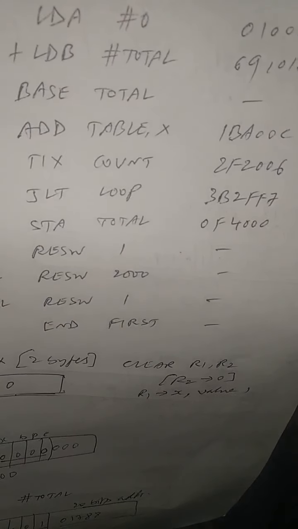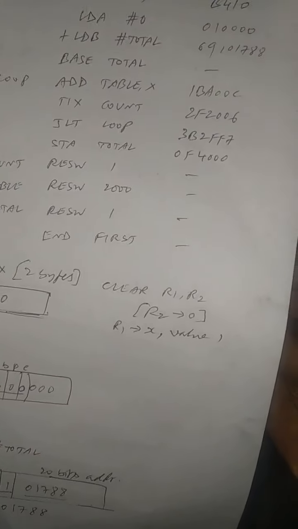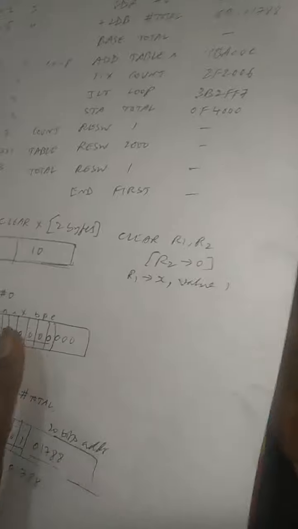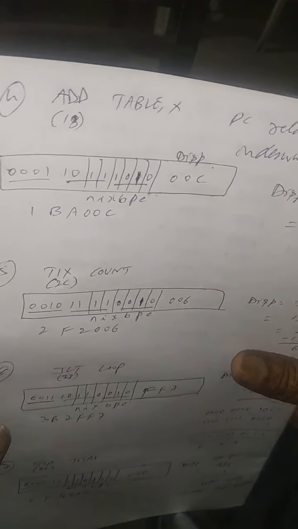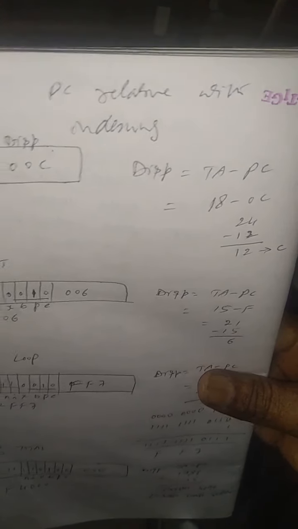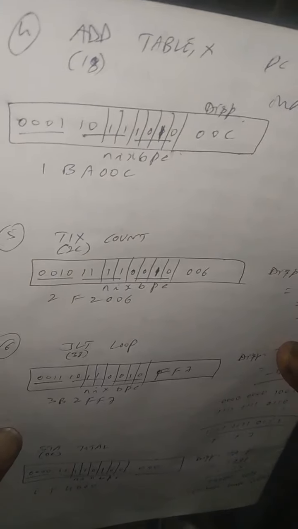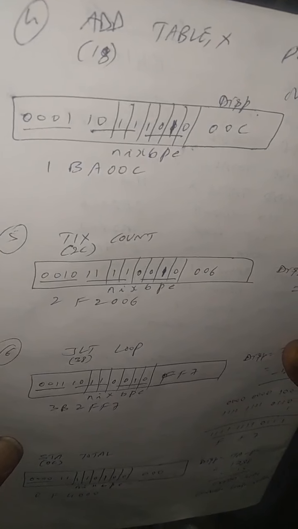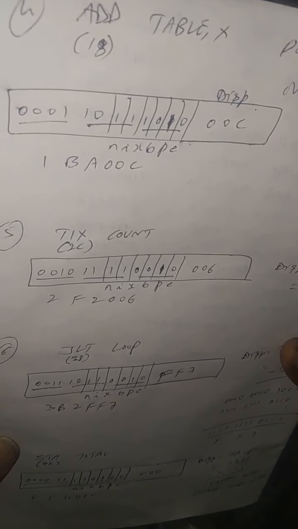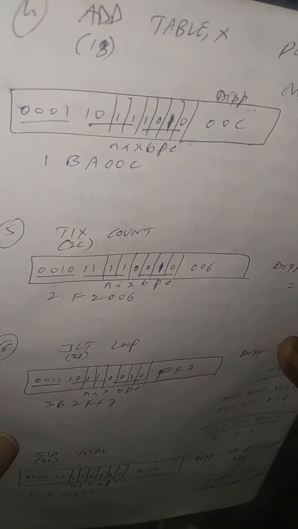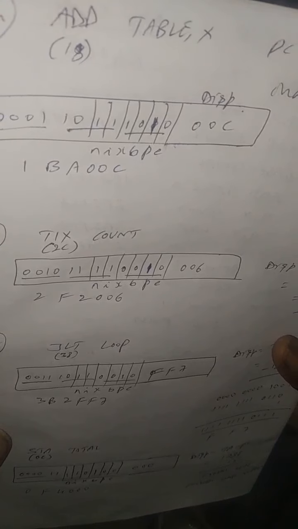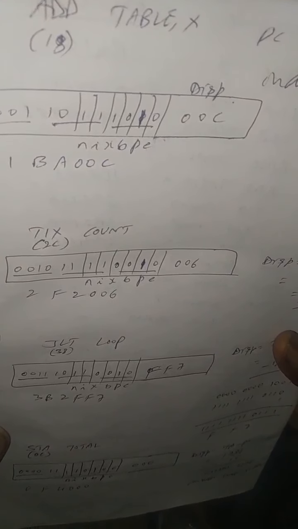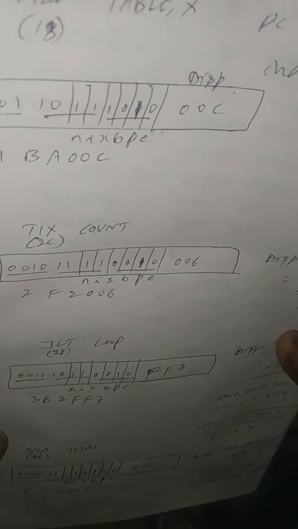Then comes ADD table comma X. So now we'll see how we get the value of ADD table comma X. It is PC relative with indexing. ADD has got the value 18. It is 0001. That is 1. Then followed by 10. The last 2 bits are taken by N and I.